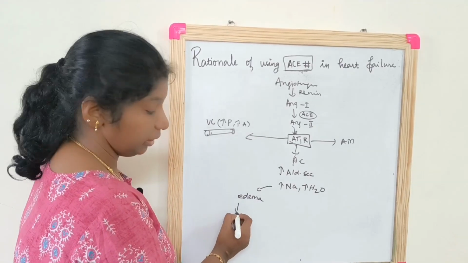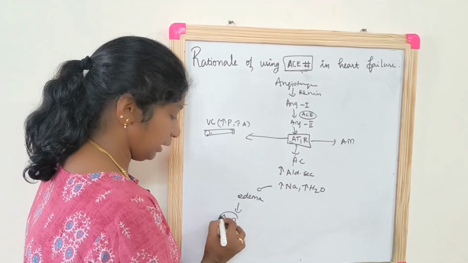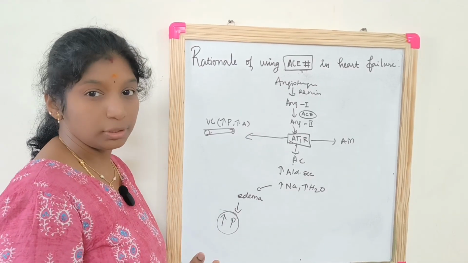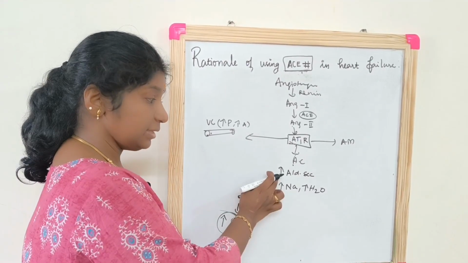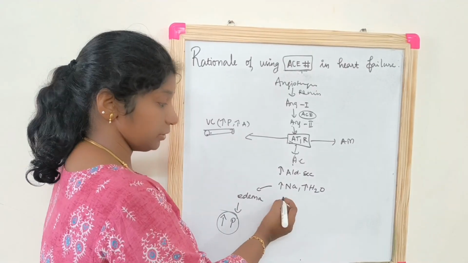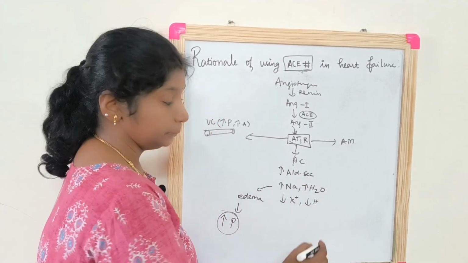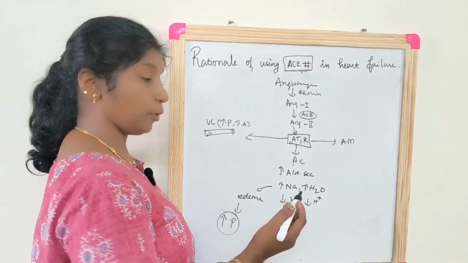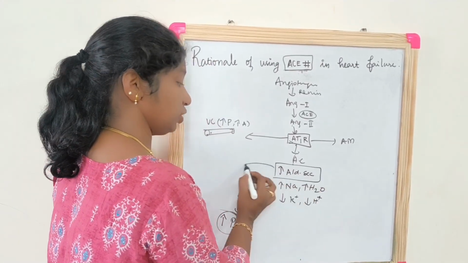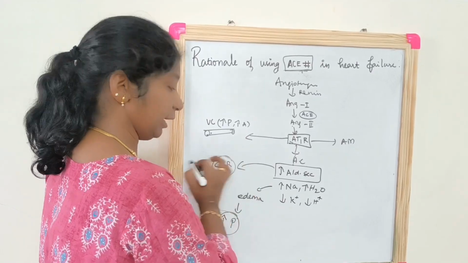If there is edema, it also increases the preload of the heart, again which is dangerous for the failing heart. And this increased aldosterone secretion also causes loss of K+ and H+ ions in the collecting duct. Whenever there is prolonged increase of aldosterone secretion, it also causes cardiac remodeling.